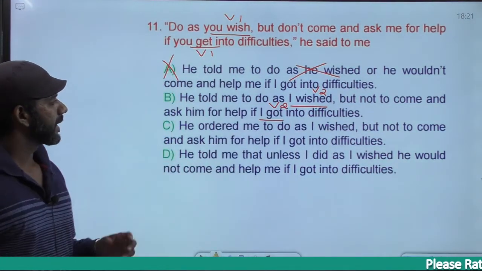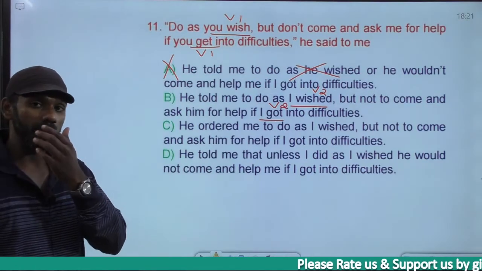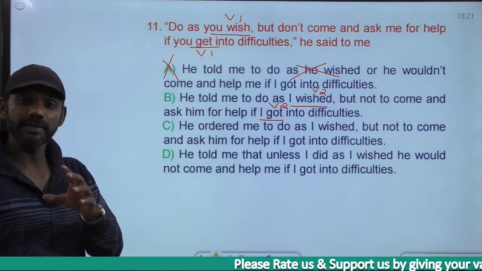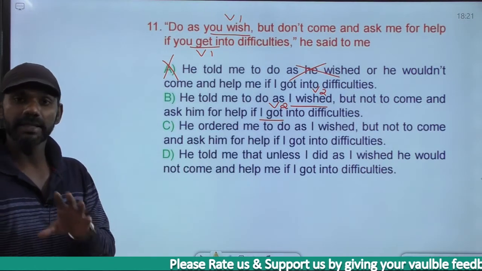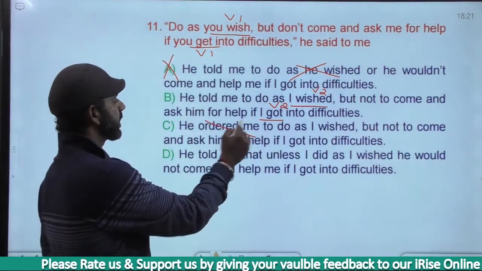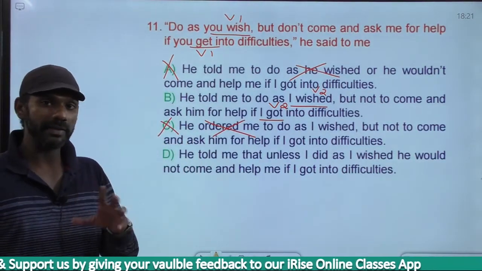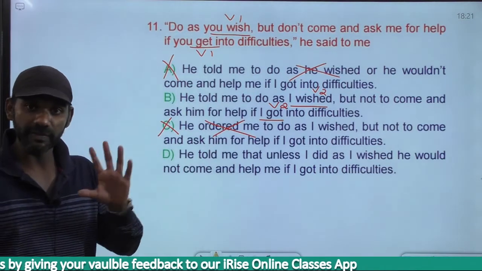Come to C. He ordered me to do as I wished. Now, it is not an order. If it is an order, he will never say do as you wish. He'll say do as I wish. So it is not an order. Based on that, option C is eliminated. He ordered me to do as I wish is wrong. He ordered me to do as he wished.